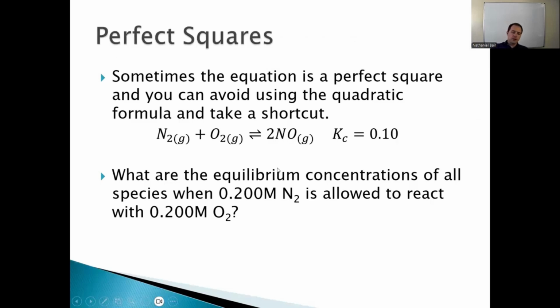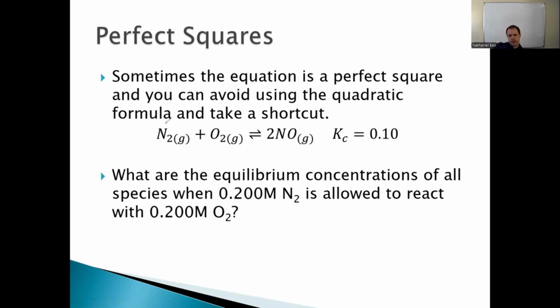There you go. So sometimes you end up with what's called a perfect square, and I will explain that to you. A perfect square is a special situation that can arise that can allow you to avoid the quadratic and then save you a heck of a lot of work. So let's look at this reaction here.